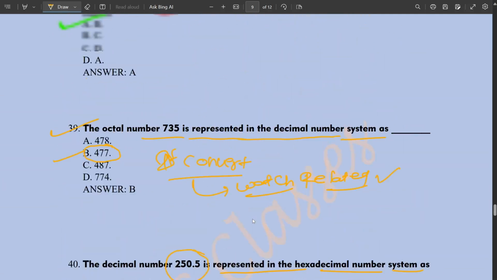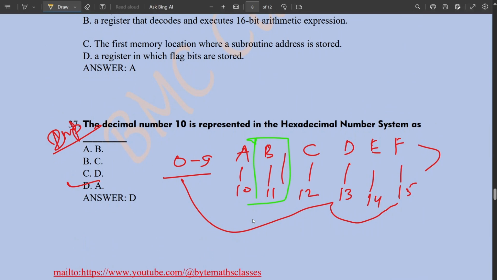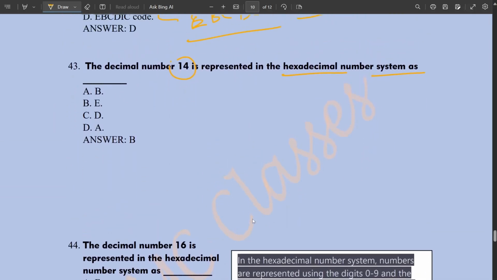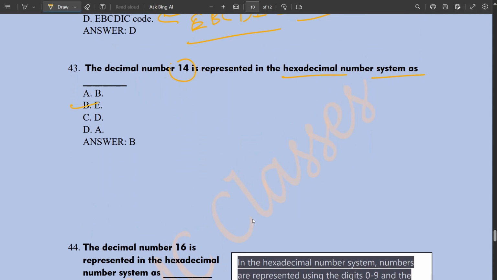Next, the decimal number 14 is represented in the hexadecimal number system as what? You can see this here. 14 is represented by E. So the answer will be E. Option number B is correct.